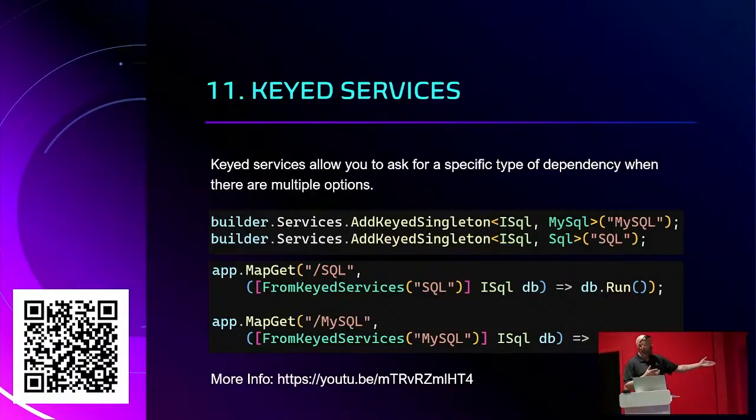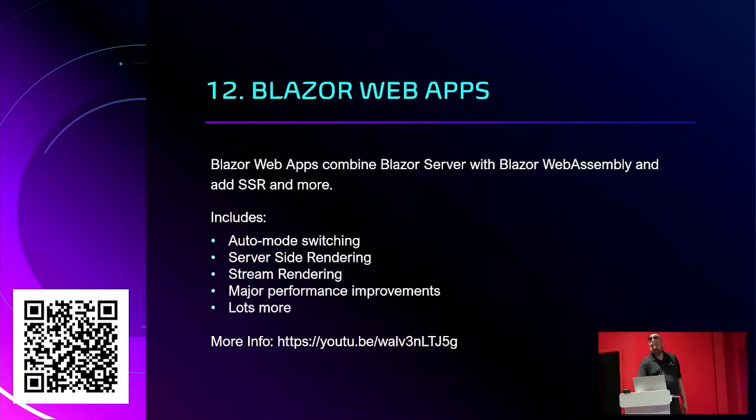You can still then ask for just the iSQL and get the array of them, or the first one back, whichever you ask for. But keyed services allows you to actually name them and get a specific one back. Okay? And again, there's a video with more information about that.